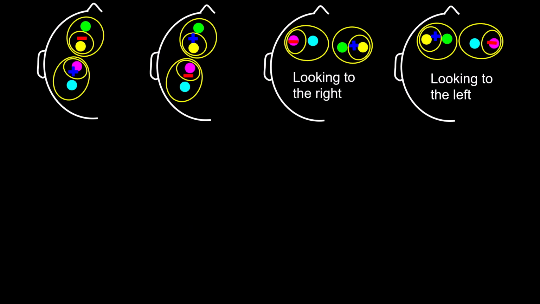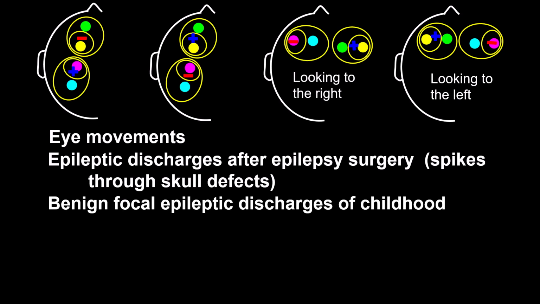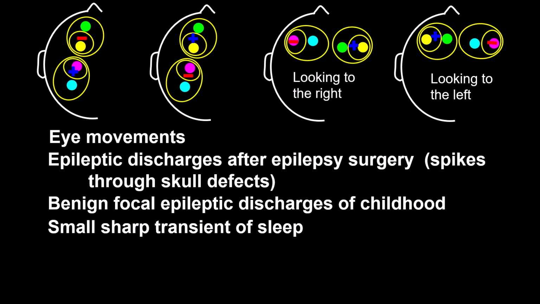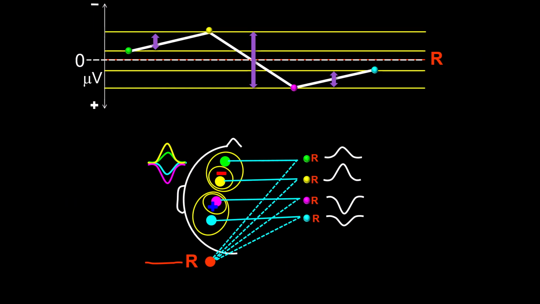A horizontal dipole should be considered when the characteristic of a pattern of waves suggests one of the following conditions: eye movements, epileptic discharge after epileptic surgery, that is, spikes through skull defects, benign focal epileptic discharges of childhood, small sharp transients of sleep, EKG, and when an unexpected large voltage difference is present between two adjacent electrodes. I will explain the latter situation in the next few frames.